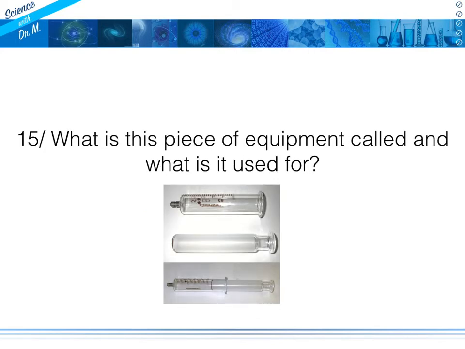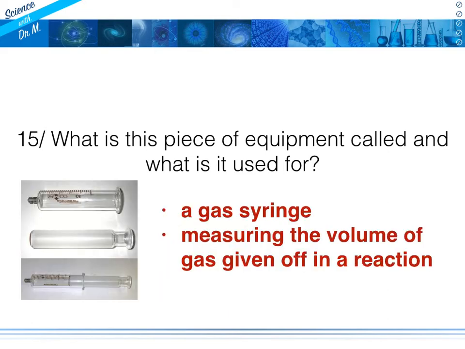Okay, number 16. What is this piece of equipment called and what is it used for? You have seen this in the lab being used for our experiments. The answer is it is a gas syringe and it is used to measure the volume of gas that's given off in a reaction. You should be familiar with that one.